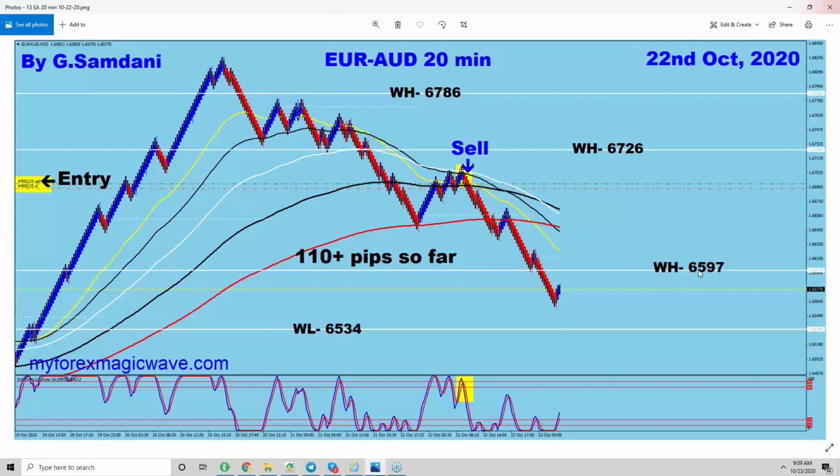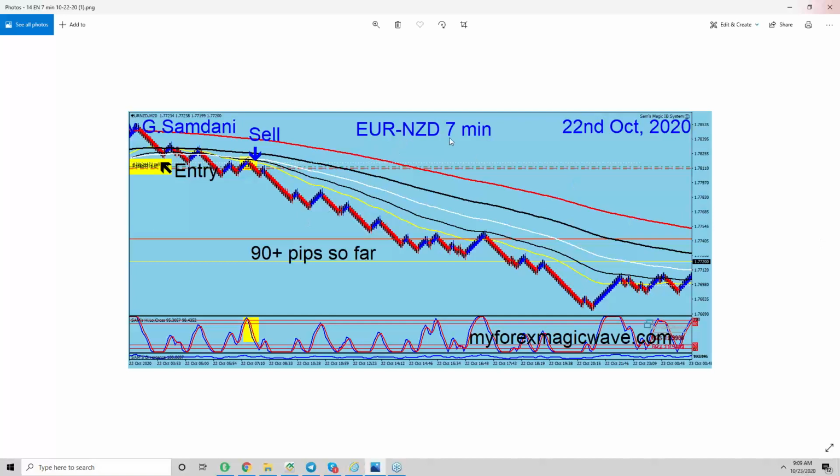This level is a big level, 65.97, and we went down below it, right? On top of that, 110 pips is a reasonable size for a trade, so I don't need more than that per trade. Now here, EURNZD again on the 22nd, beautiful entry here, 90 pip all the way down. I think this was the last one. Altogether it's like 13 trades, a big day.